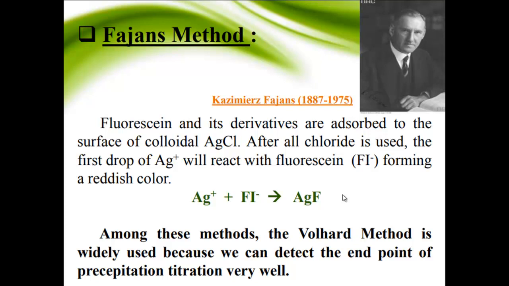So if we talk about the commonly used indicators for titrations of chloride against silver nitrate in Fajans method, the indicators are fluorescein, dichlorofluorescein, eosin, diiodofluorescein, diethylfluorescein. Okay. So if we talk about the theory of adsorption indicators, the theory is based upon the phenomenon of adsorption.